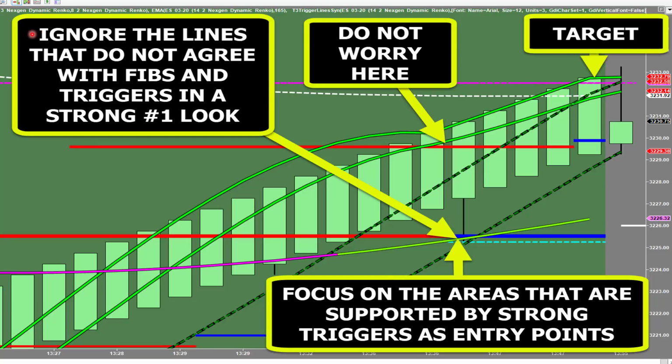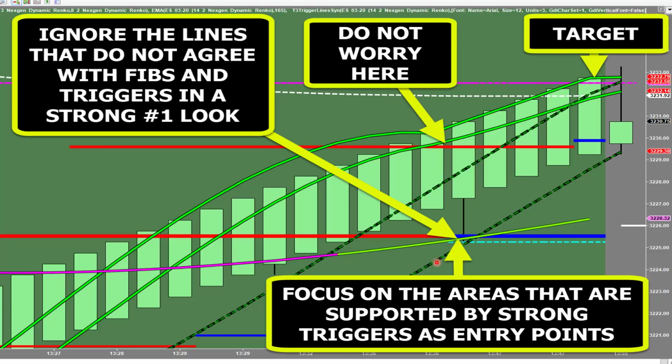And this is probably the harder part for people until you get it, and then it's really easy and you're going to be like, wow, I can't believe I didn't get it quicker. Ignore the lines that do not agree with your fibs and triggers. So again, it starts with the state of the trigger lines, and the small triggers are up and they're above the large triggers that are up.